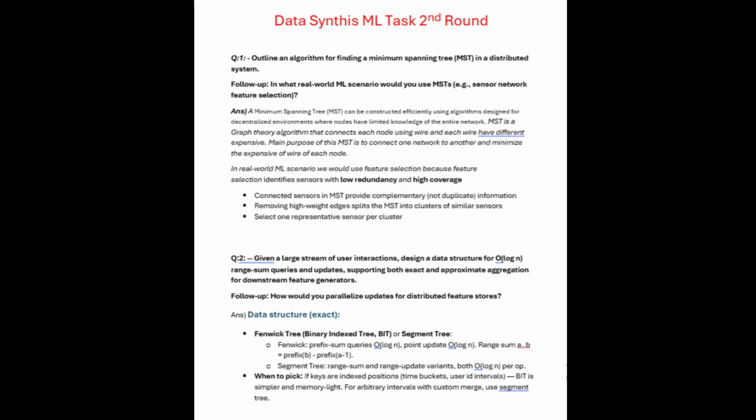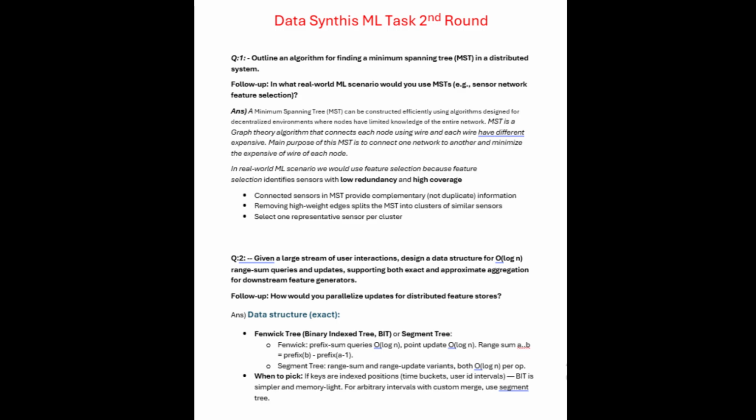Question 2. Given a large stream of user interactions, design a data structure for O(log n) range sum queries and updates, supporting both exact and approximate aggregation for downstream feature generators. Follow up. How would you parallelize updates for distributed feature stores?